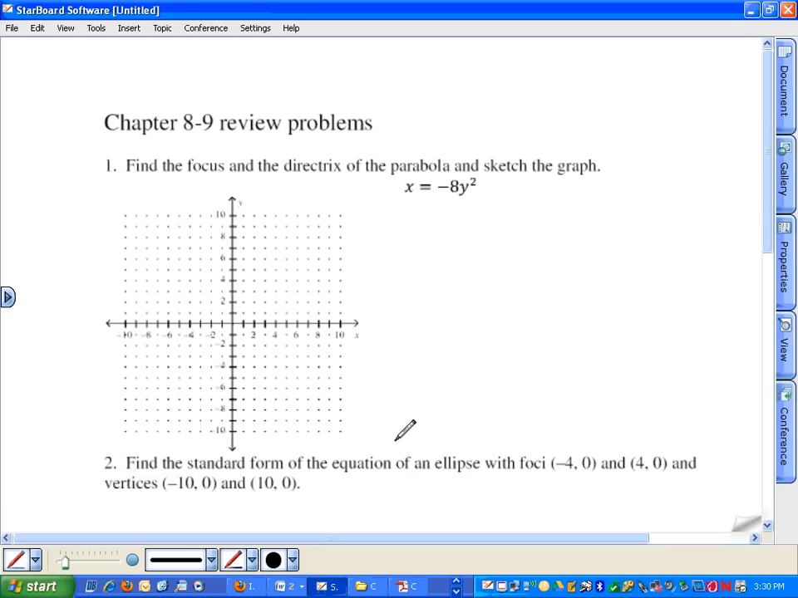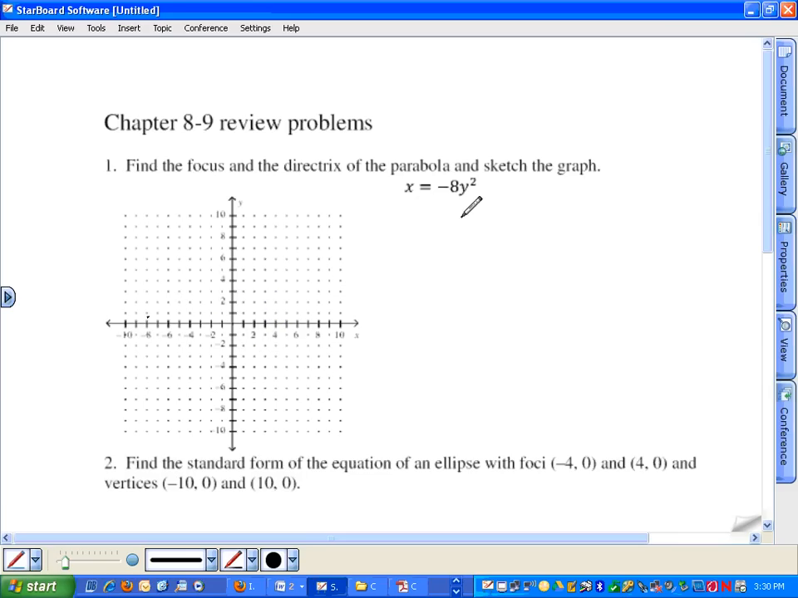We discussed 2 types of parabolas in 8.1. One type is the vertical parabola, which opens up or down. So it could look something like this, or it could be flipped upside down. The second type of parabola discussed was the horizontal parabola, opening either to the left or to the right.